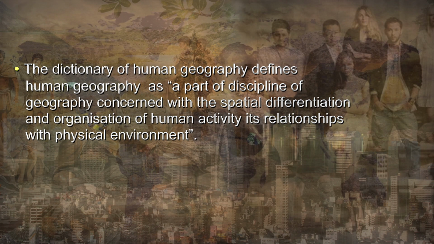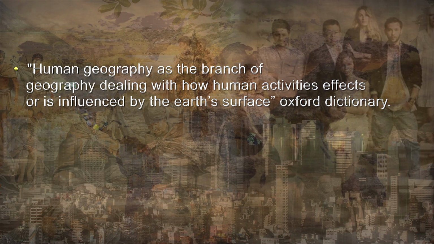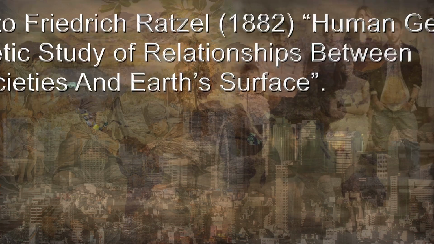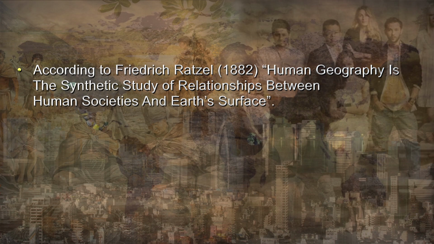Some of the outstanding definitions given by various scholars are as follows. The Dictionary of Human Geography defines human geography as a part of the discipline of geography concerned with the spatial differentiation and organization of human activity and its relationship with the physical environment. Human geography is the branch of geography dealing with how human activities affect or are influenced by the earth's surface. According to one source, human geography is the synthetic study of relationships between human societies and the earth's surface.